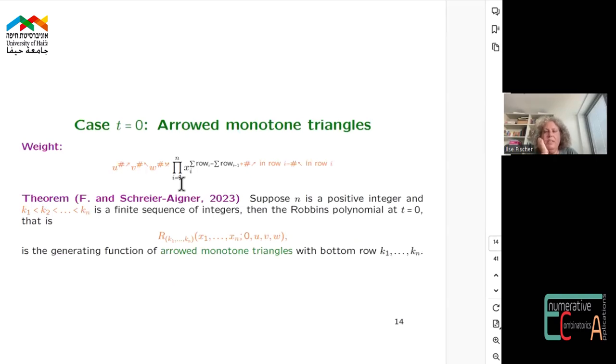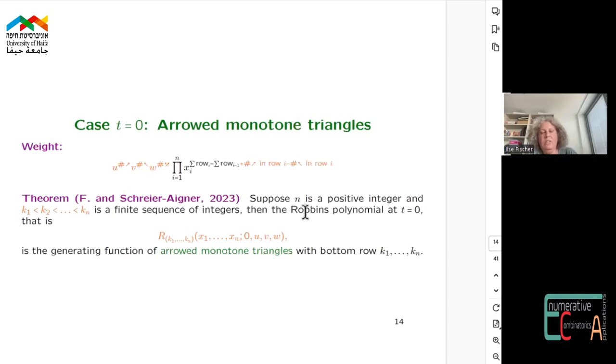And it's very similar to the Schur weight. So the black part is actually the Schur weight, which is the differences of the ith row and the row i-1. But then you need to take also into account the decoration. So the u, v, and w take into account the number of right, left, and double arrows. And then also the exponent of the x_i involves the number of right arrows in row i minus the number of left arrows in row i.